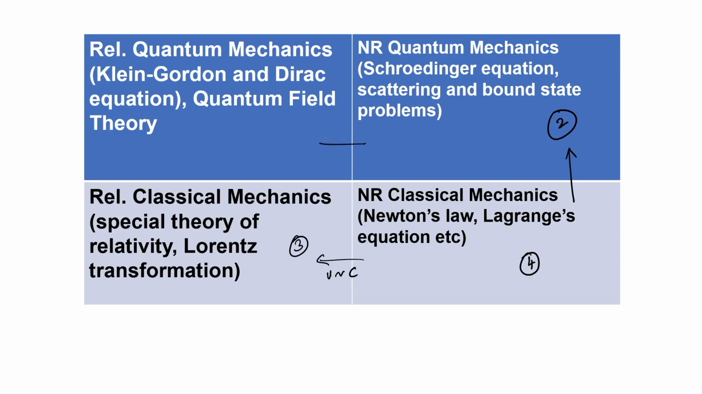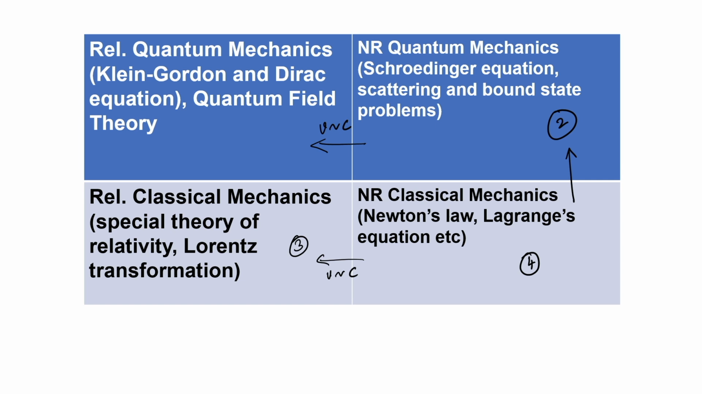Now, again one can go from here to here when you consider v to be of the order of c, and relativistic quantum mechanics we have not looked at, and this is precisely what we are going to do here. This would correspond to the Klein-Gordon equation, Dirac equation, quantum field theory, etc. We will simply stop at the Klein-Gordon and Dirac equations.